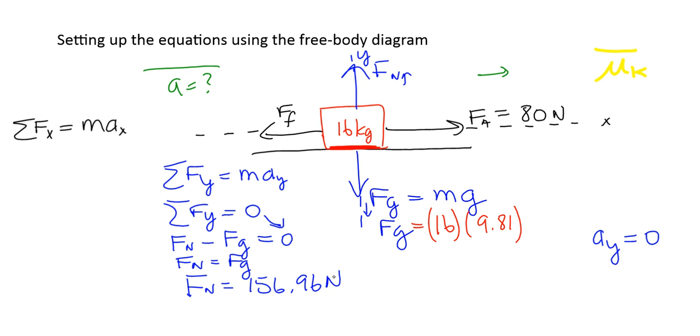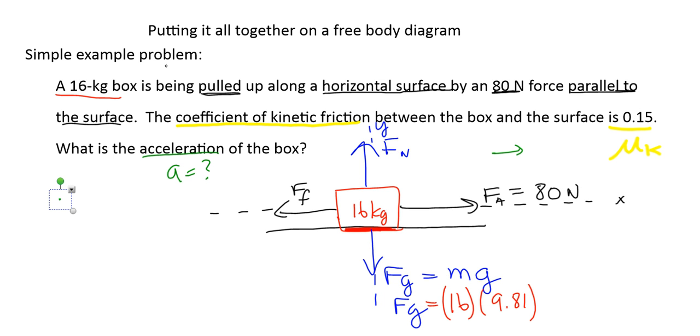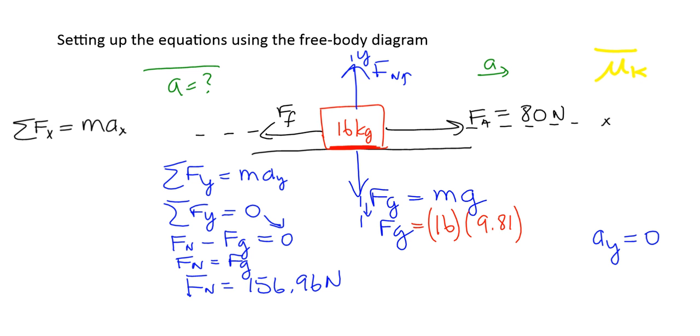So, now that we have that, we can look to set up our x equation, and here we do have an acceleration in the x direction. We know that, because we're being asked for it. The problem is asking, what is the acceleration of the box? So clearly there must be an acceleration to the box. And of course, since we're moving horizontally, we can assume that the acceleration is horizontal.